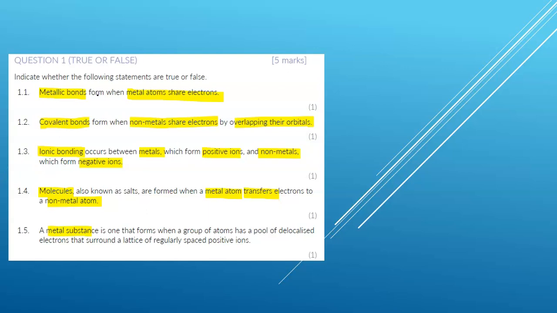Question 1.1 is: metallic bonds form when metal atoms share electrons. Now, if we compare that to question 1.5, that is actually the definition of a metal substance or a metallic bond. They say a metal substance is one that forms when a group of atoms has a pool of delocalized electrons that surround a lattice of regularly spaced positive ions. Now, the problem word that we have here is shared. Are the electrons shared or are they not shared?